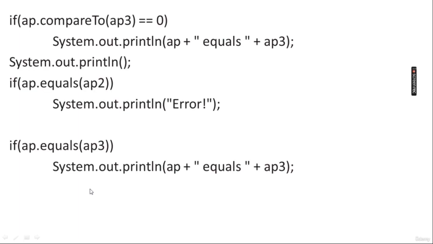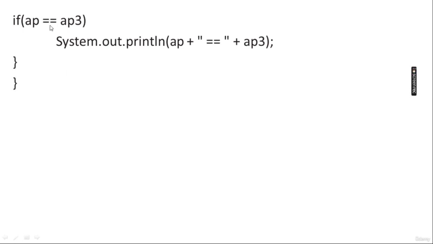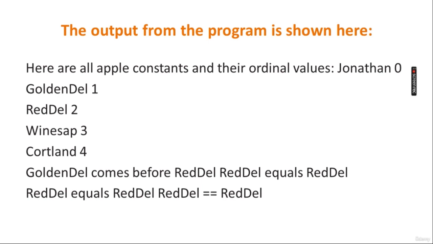First of all, if AP is compared to AP3, that is RedTail, and the result is 0, it will give me this answer. Then AP dot equals AP3. compareTo will give me the position difference, that is 0. Then AP equals AP3 will also give me the equality of AP and AP3, that is RedTail and RedTail. And AP is equal to AP3 will also give me equality of the two variables of two objects of Apple enumeration.